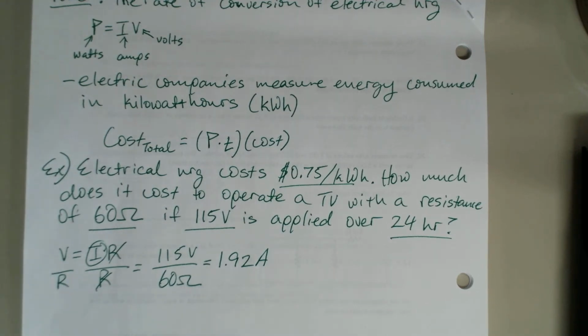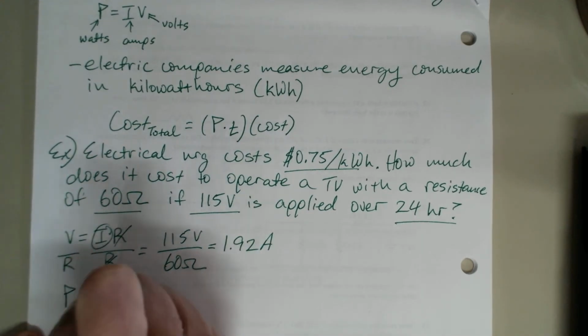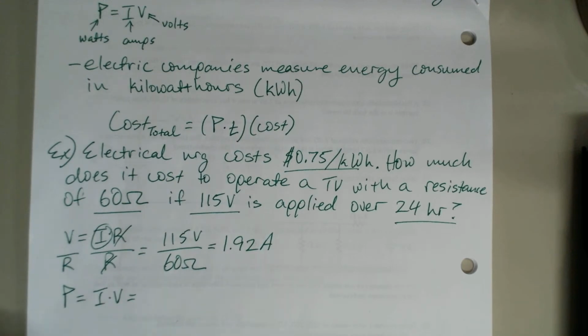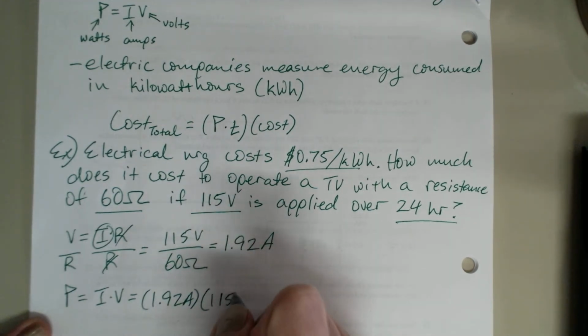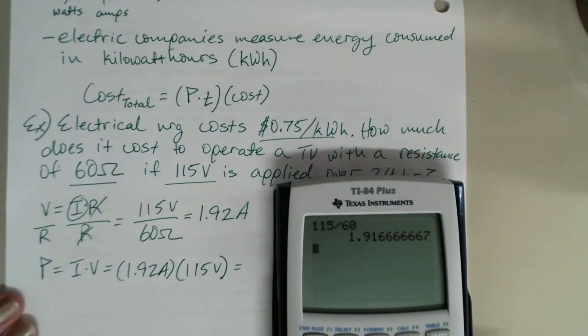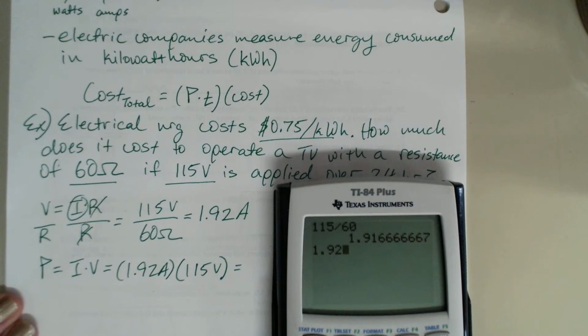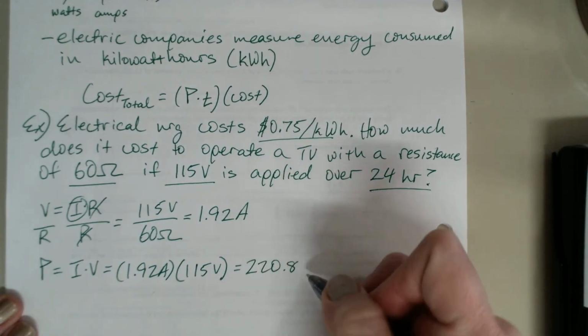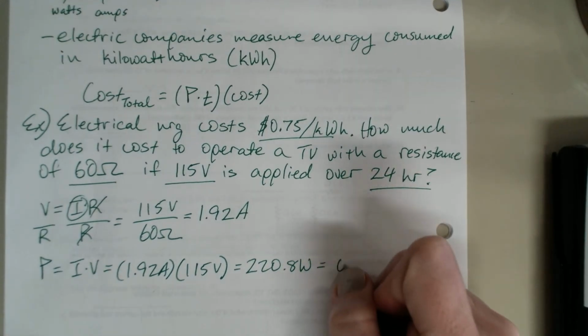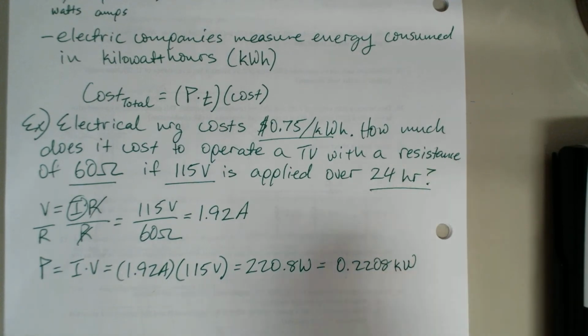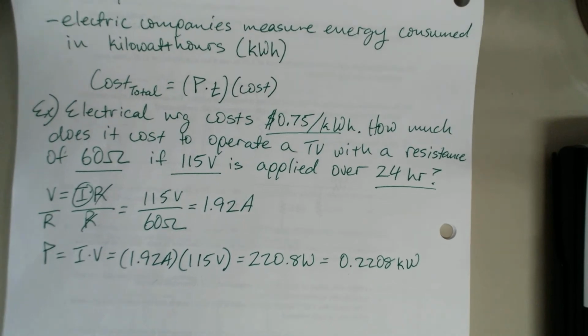All right, so now we've got our I. So now we need to find our P. So P equals I times V. Our I is 1.92 amps. Our volts is 115 volts. So 220.8 watts. But what do we need? Kilowatts. So I need to convert that to kilowatts. I can do dimensional analysis, or I can move the decimal 3 places to the left. What's your choice? Move the decimal. All right, fine. So that's 0.2208 kilowatts.